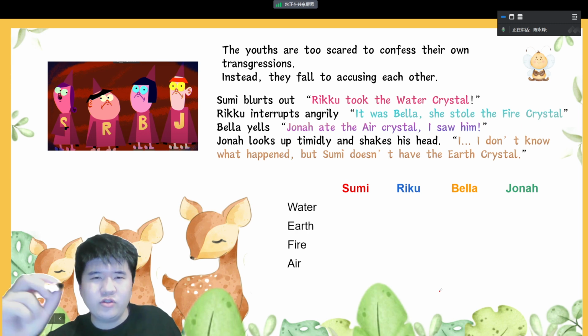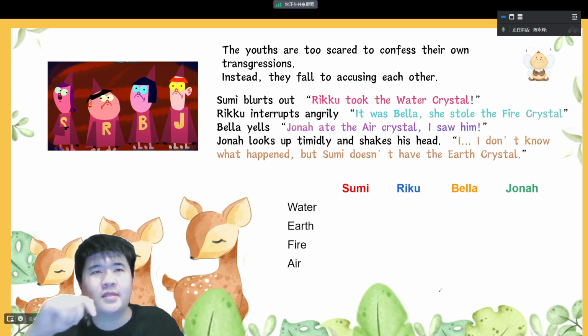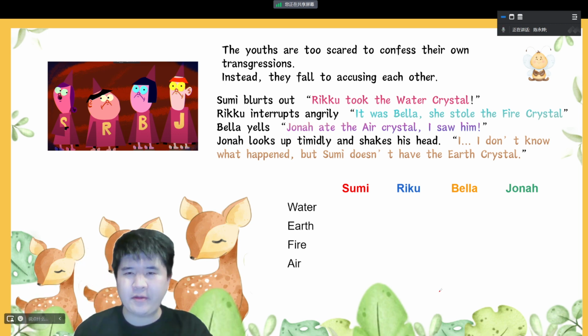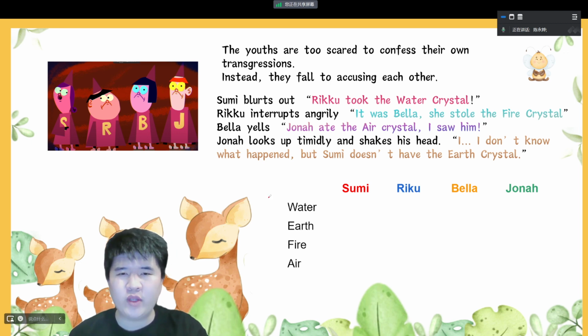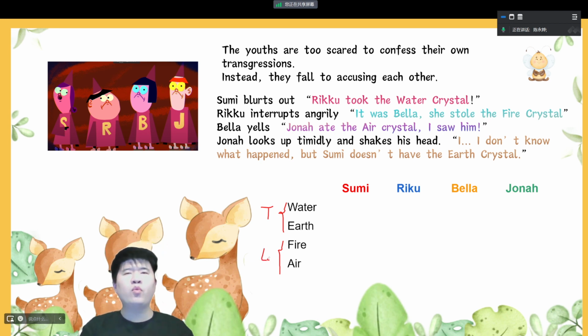I don't know what happened, but Sumi doesn't have the earth crystal. So we need to find who has which crystal. So here we've got four statements, and we know that for water and earth, the one who has it will tell the truth, and for fire and air, the one who has it will lie. So now, we don't know where to start, so we just look at the first one.